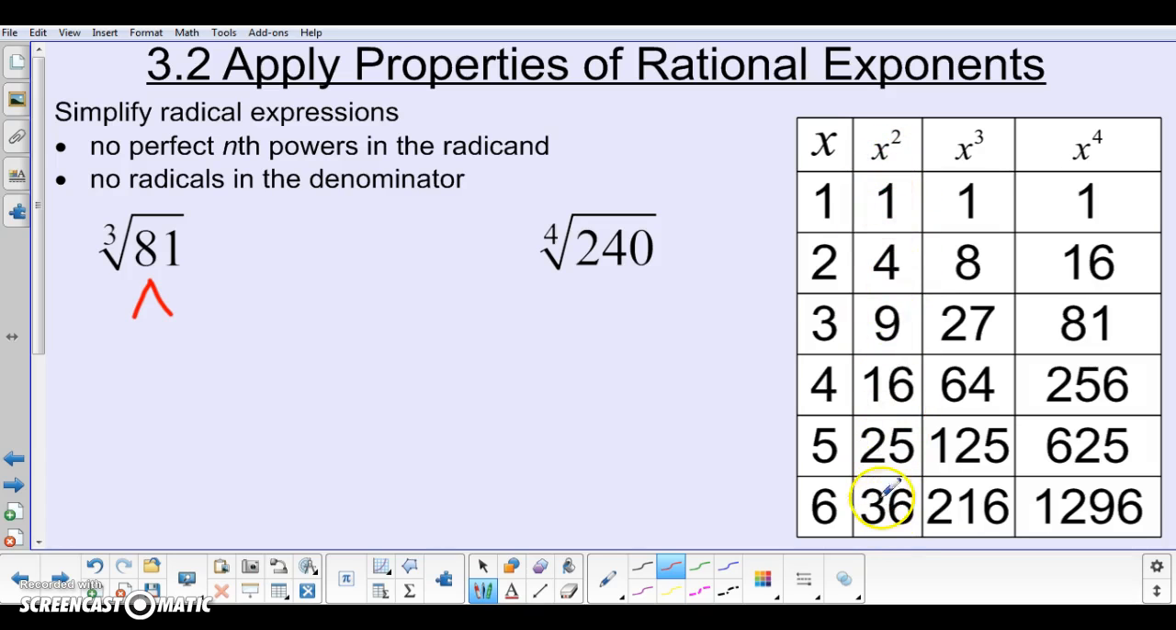So here's a list of perfect squares. And then here are the first 6 perfect cubes to go right after that, and then the first 6 perfect fourth powers, etc. You could have a list like this handy if you wanted. This would be one way to do it.